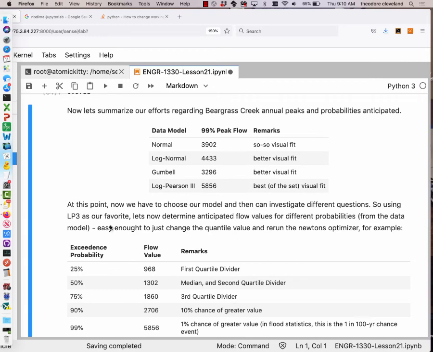So let's summarize what we've gone through so far. If we use a normal model, our 99% peak flow is 3902. Log normal 4433. Gumbel 3296. Log Pearson type 3, 5856. You could argue that log Pearson type 3 is the best of the visual fit. It's also the highest number, which makes sense for a federally mandated thing.